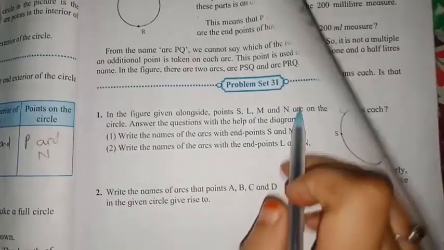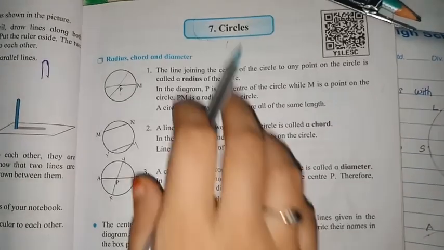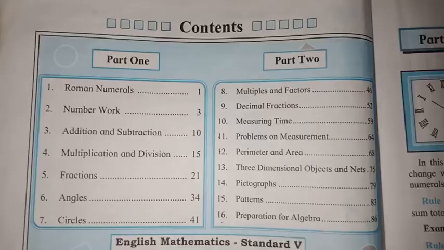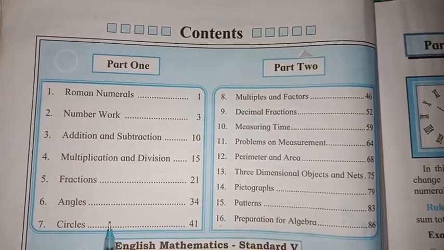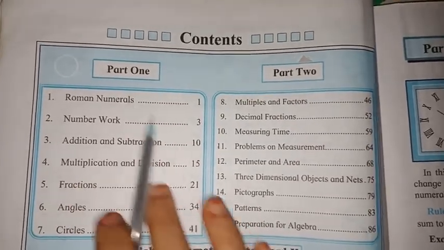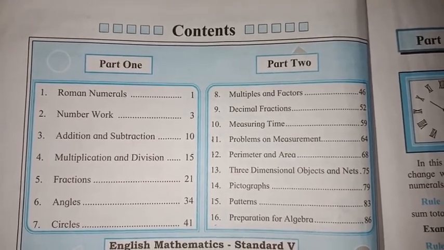So we are done with problem set number 31. So with this we complete chapter number 7. So it means we have completed the portion of semester 1. Done. Thank you.